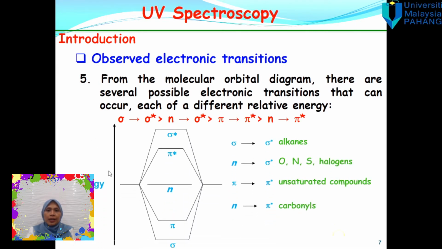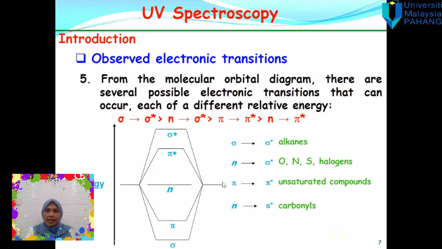Let's see which groups of molecules are involved in certain electronic transitions. The most common for the transition from sigma to anti-sigma is the alkane group, because alkanes are saturated compounds and have only saturated electrons. So they have no pi bond and also no heteroatom, which means they only involve sigma to anti-sigma. For molecules that have a heteroatom, such as oxygen, nitrogen, sulfur and halogen, there is a transition from n to anti-sigma.